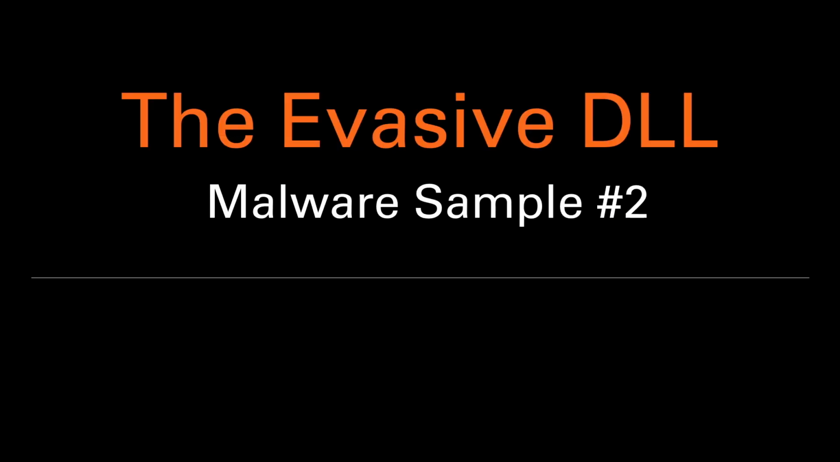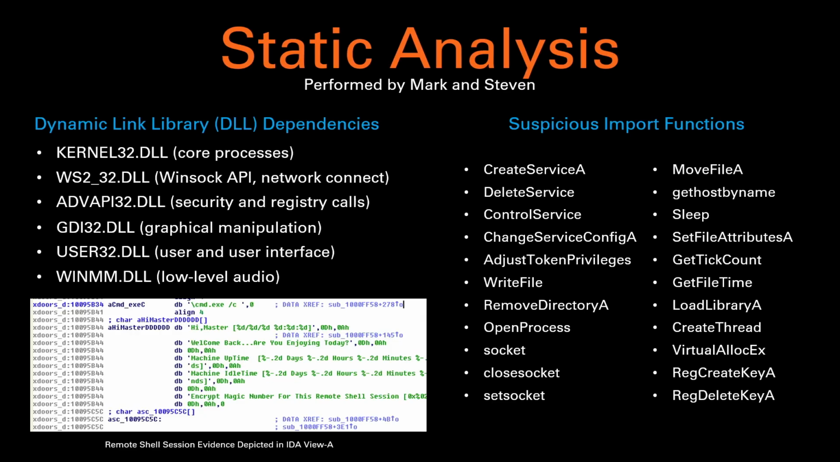The evasive DLL, malware sample number 2. The second malware sample, Lab 5.1, called for progressively stronger static analysis skills using IDA, the Interactive Disassembler. The static analysis team, consisting of Mark and Stephen, discovered evidence indicating that the malware could perform critical create, read, update, and delete operations. Examination with IDA revealed multiple red flags, mainly relating to functions imported from other DLLs.